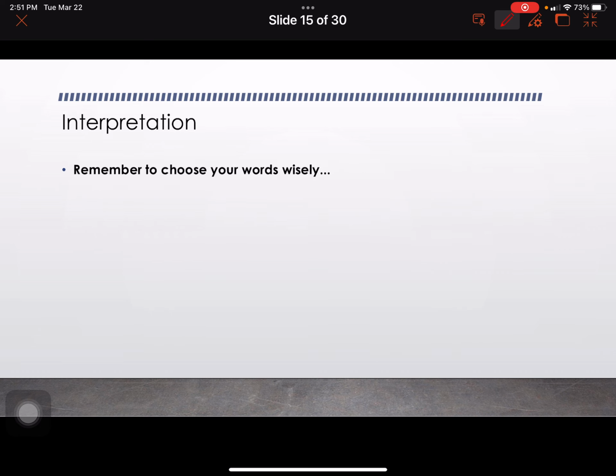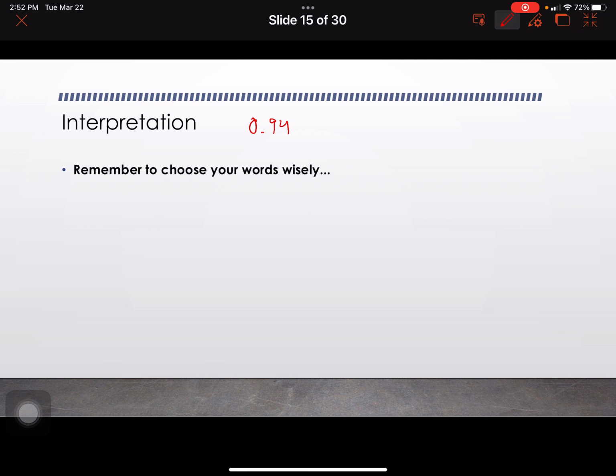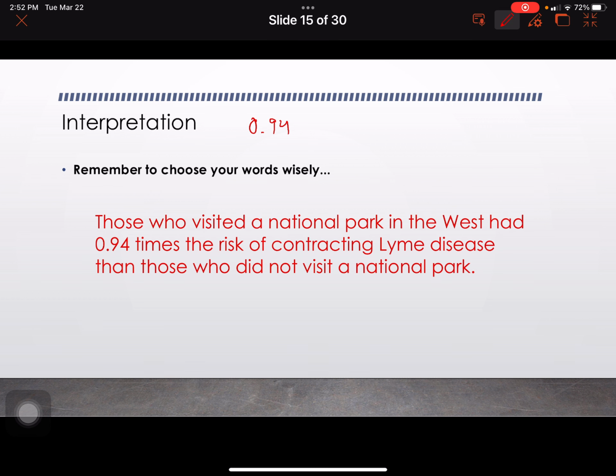Now for step 6, we interpret our results. Take a moment to pause the video again, see if you can write an interpretation of our risk ratio, which was 0.94. Remember what we've learned about wording. So in this case, I would say, those who visited a national park in the West had 0.94 times the risk of contracting Lyme disease than those who did not visit the national park.